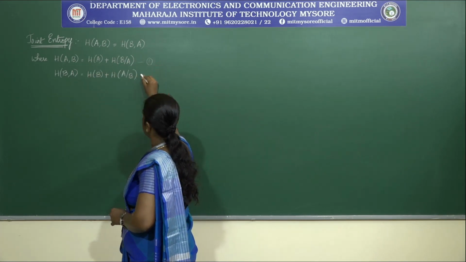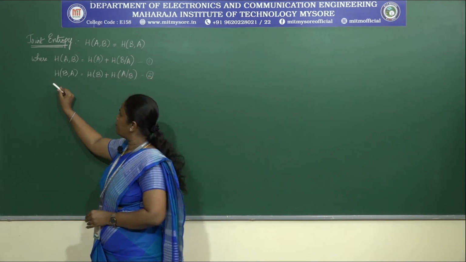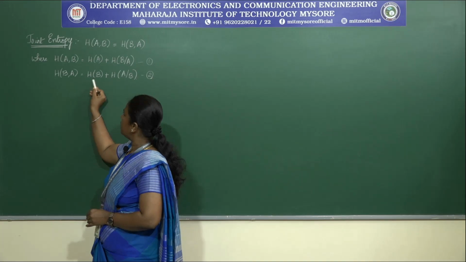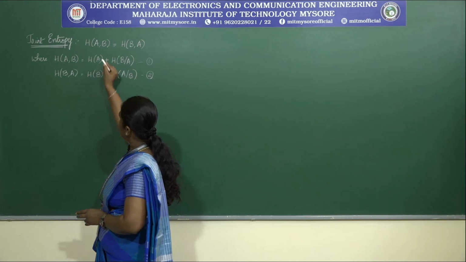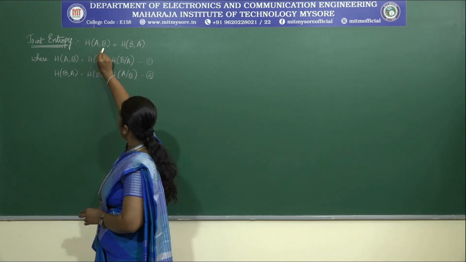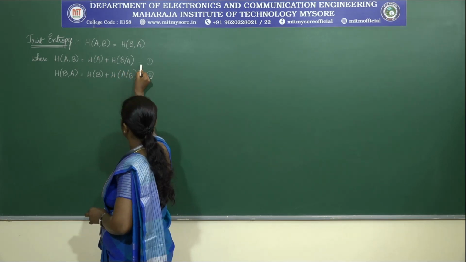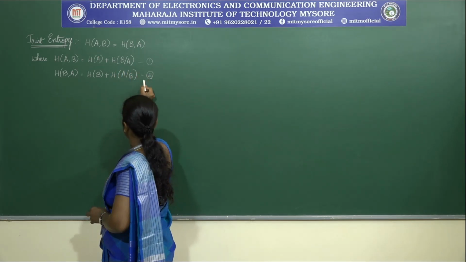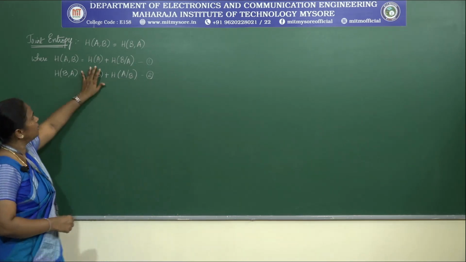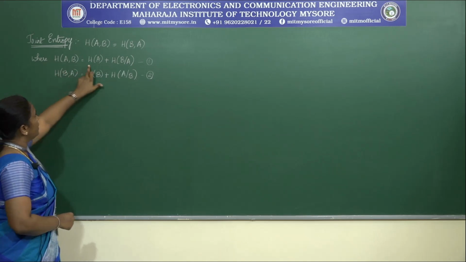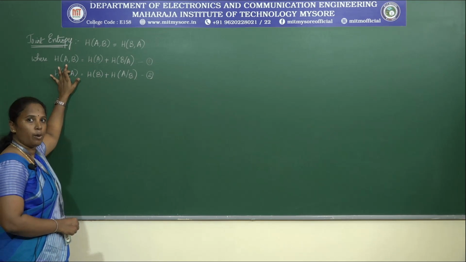And if we want to express the joint entropy in terms of its output, then we express it in this form, that is H of B comma A is equal to H of B plus H of A by B. So now we need to prove that H of A comma B is equal to H of A plus H of B by A, that is with respect to equation 1, or we need to prove with respect to equation 2. Let us consider equation 1 and prove that H of A plus H of B by A is equal to H of A comma B.